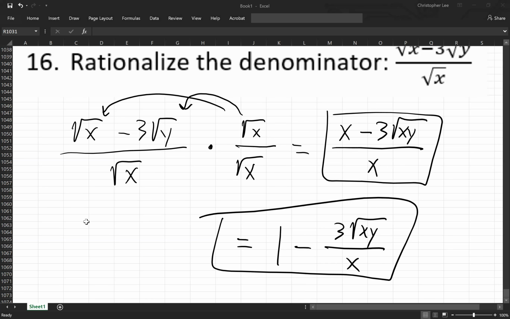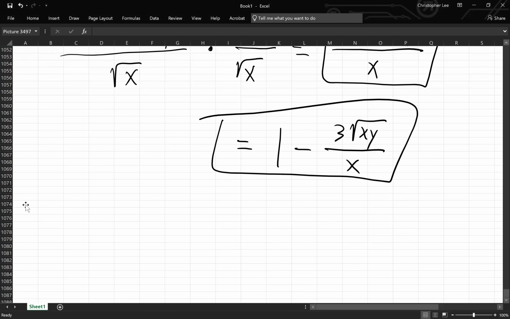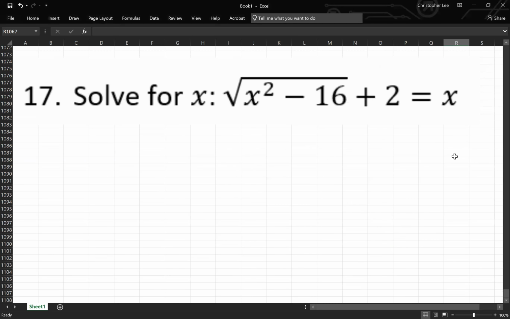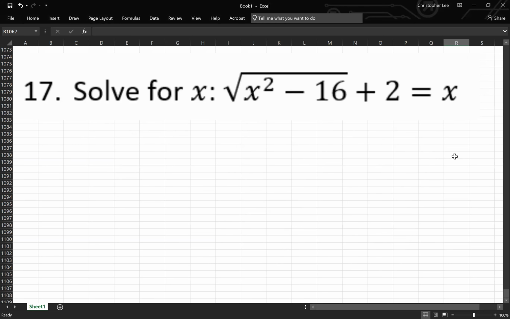Next question looks real easy. Combining a couple of the topics that we did today. Check that out. I'm looking for an answer. So x equals blah, blah, blah.